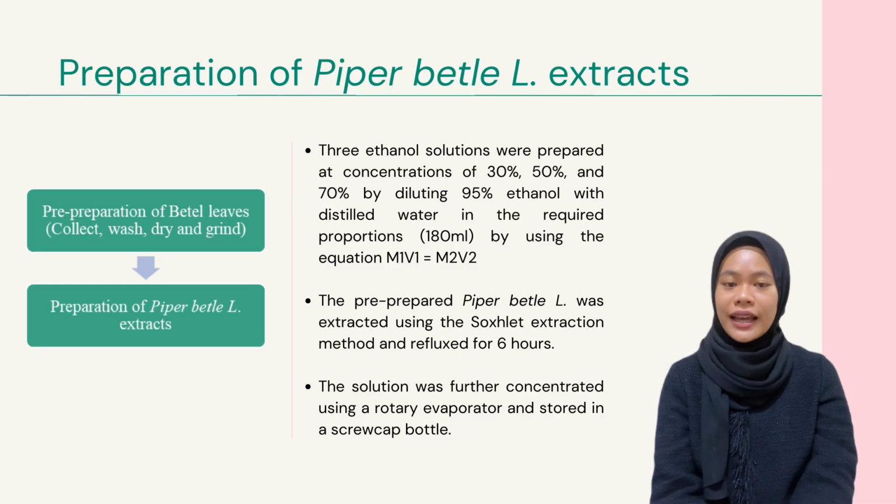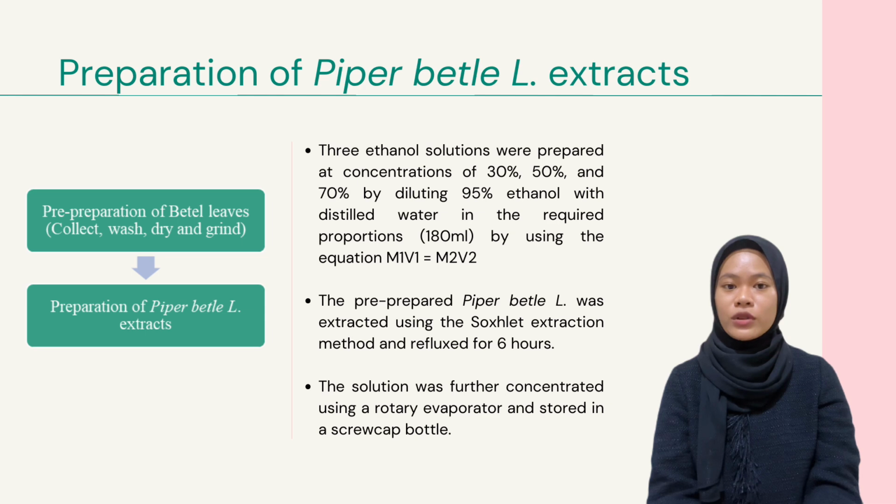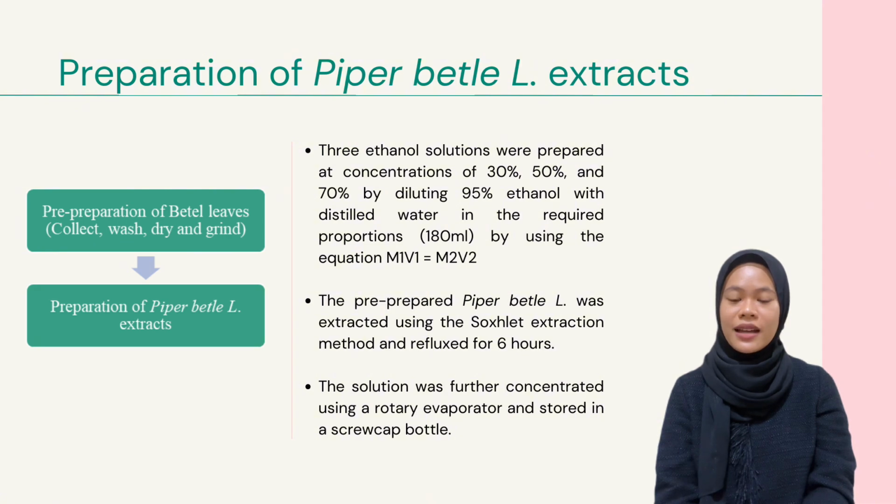After I have collected, washed and ground the betel leaf, the second step is to prepare the betel extract. Three ethanol solutions were prepared at concentrations of 30, 50 and 70% by diluting 95% ethanol with distilled water in a proportion of 180 ml using the equation M1V1 equals M2V2. The ground Piper betel was then extracted using the solvent extraction method and refluxed for 6 hours. The solution was further concentrated using a rotary evaporator.